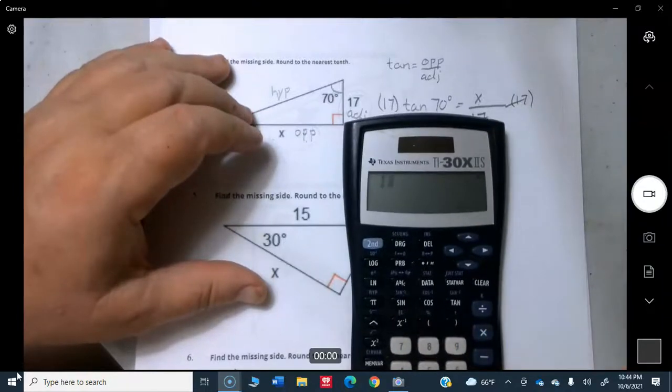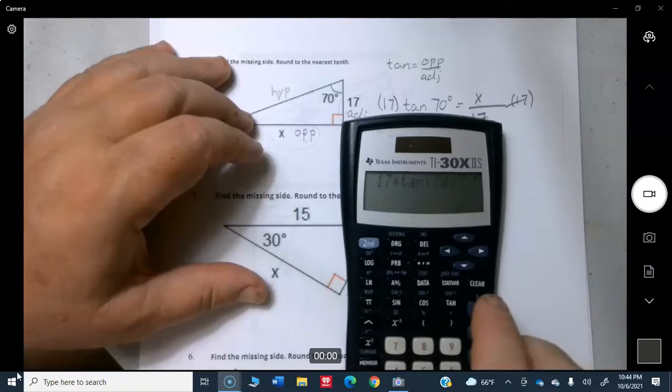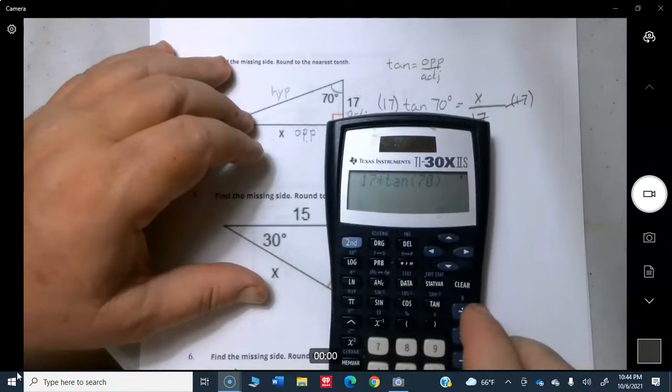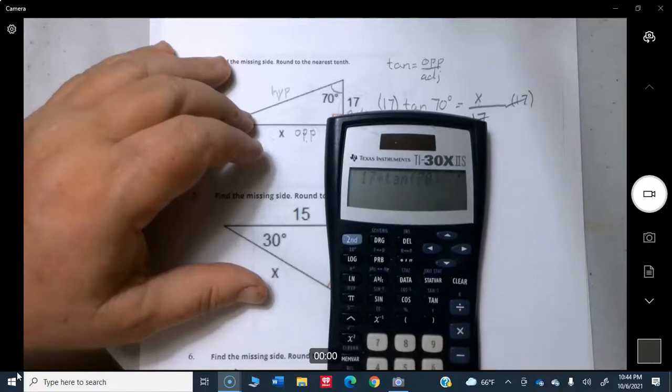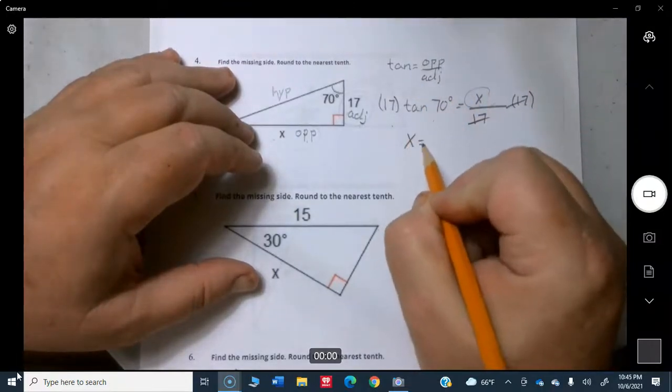And it's going to be 17 times, now I'm going to hit the tangent button, and then 70, close the parentheses. So you see you can do all this in one big calculation like that and hit equal. And that gives me 46.7.